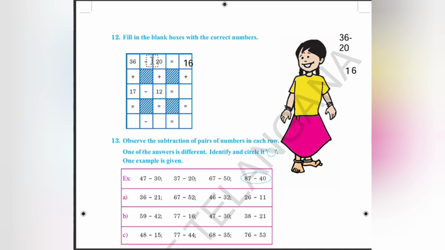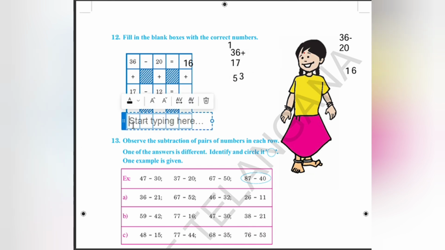Then 36 plus 17. So 6 plus 6 is 12. 6 plus 7 is 13. 3 plus 1 carried, 4 plus 1, 5. So 53 is the answer. 36 plus 17 is 53.